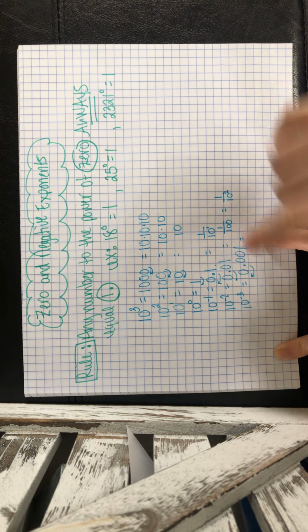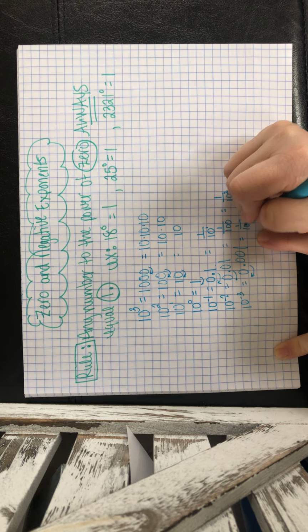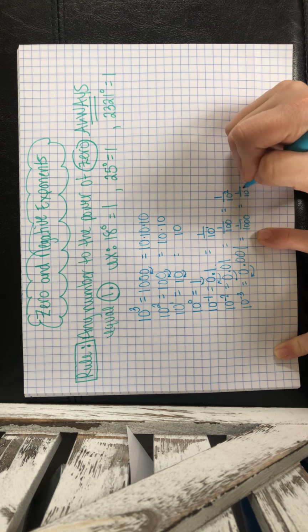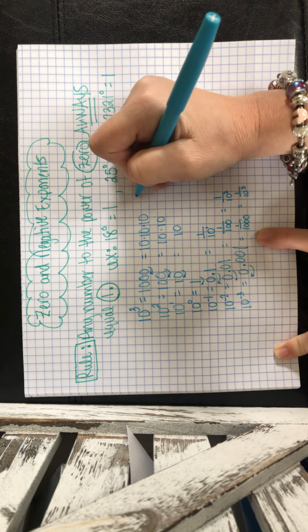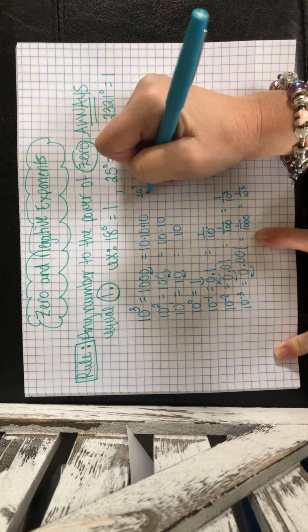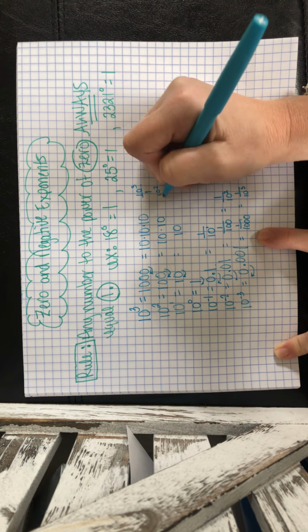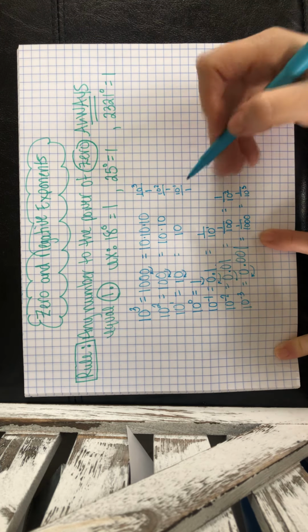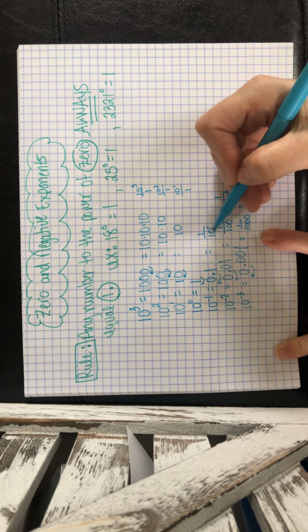This one is 1/1000th, which is the same as 1 over 10 to the third. So this is the same as 10 to the third over 1. This is 10 to the second over 1. This is 10 to the first over 1. And then you notice we start to flip to the reciprocal.